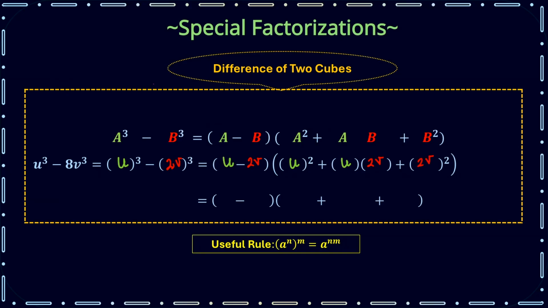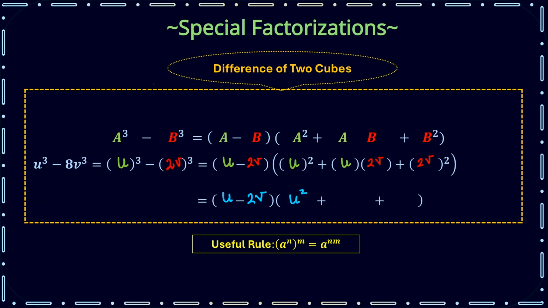But we're not done yet. The last step is to simplify. Inside the first parentheses, we have u minus 2v. There is nothing we can do with that. But we have here the square of u. Well, you can just write that as u squared.